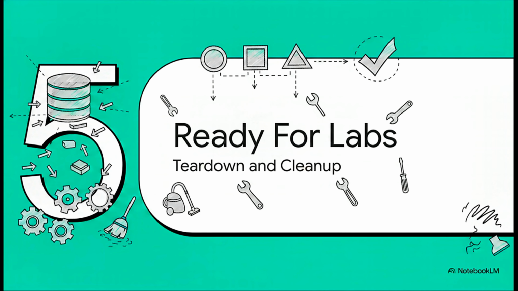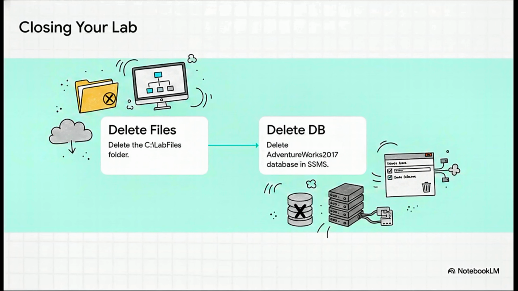Which brings us to our final step, Section 5, Tear Down and Clean Up. Because a good DBA always cleans up their workspace, right? Once you've successfully verified all those execution plan improvements, you'll close out your current query windows. Then you're going to navigate back to your File Explorer and delete that C:\lab files folder you cloned earlier from GitHub.